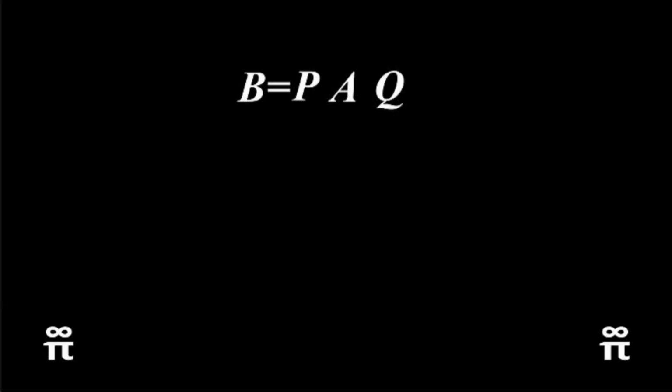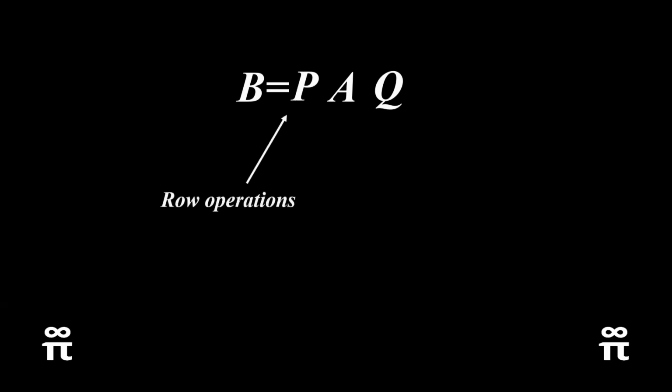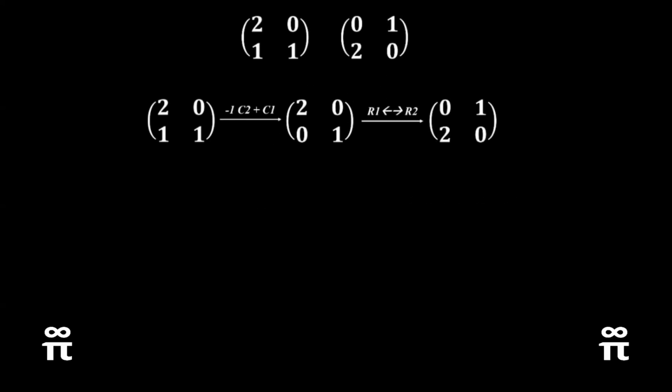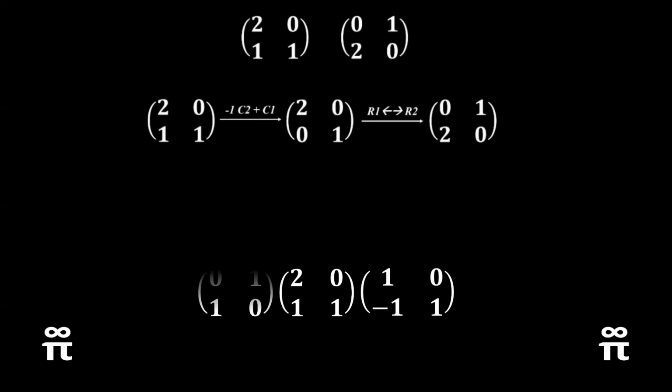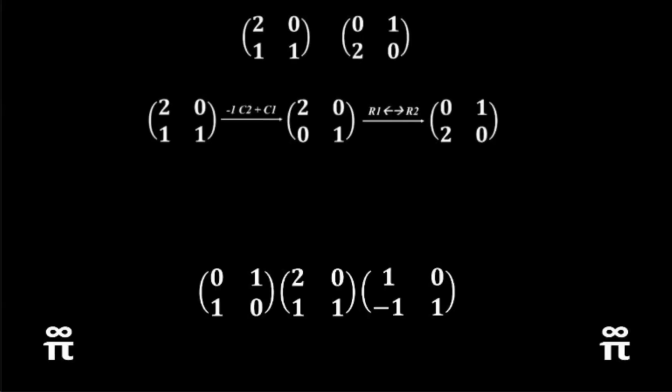In matrix multiplication, we consider the multiplication from the left by an invertible matrix, of course, as row operations on the matrix, and the multiplication from the right as column operations on the matrix. Let's get back to these two matrices. We said that we need to apply -1 column 2 plus column 1. This corresponds to this multiplication from the right. And flipping the rows corresponds to this multiplication from the left. These matrices are what we will call in the coming videos the elementary matrices.